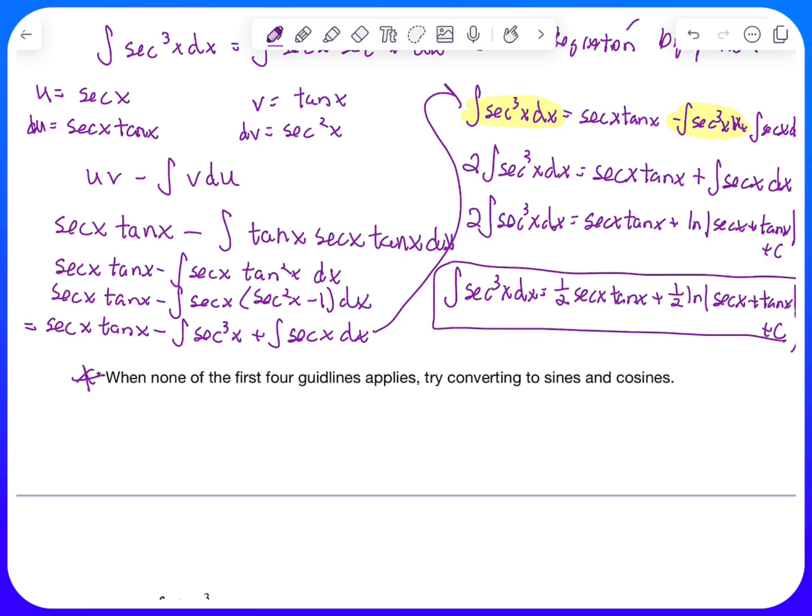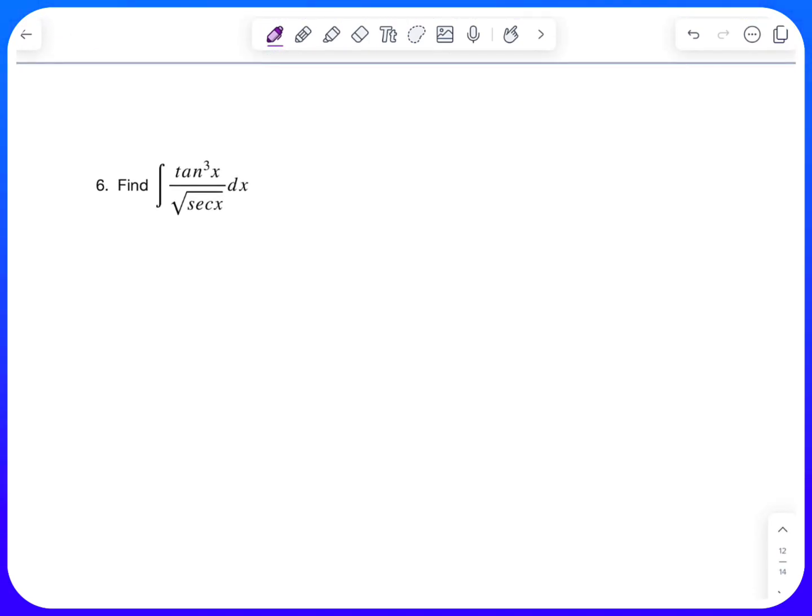Oh, that's a nice one. I love it. It used our formulas for sine and secant and tangent, and it also used our integration by parts.